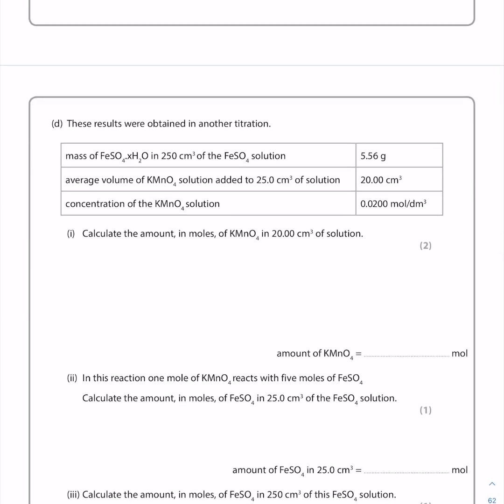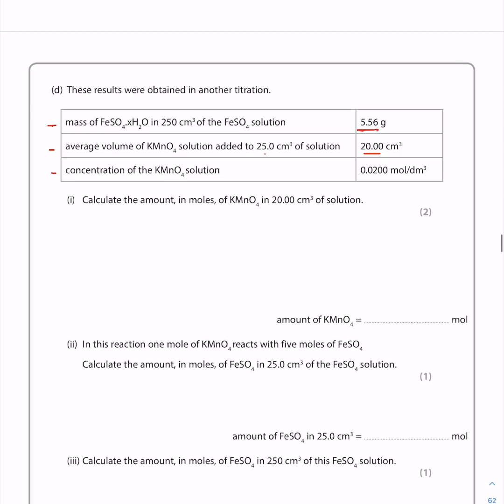These results were obtained in another titration. You are given the mass of iron sulfate.xH2O in 250 cubic centimeter iron sulfate solution as 5.56 grams. You are given the average volume of potassium manganate added to 25 cubic centimeter of this solution as 20 cubic centimeter, and the concentration of potassium manganate. First question, I: calculate the amount in moles of potassium manganate in 20 cubic centimeter of this solution.